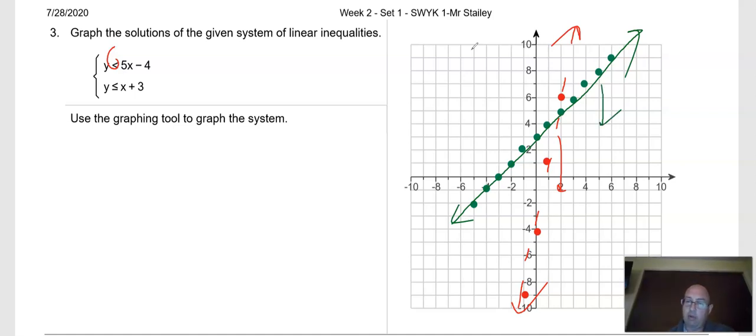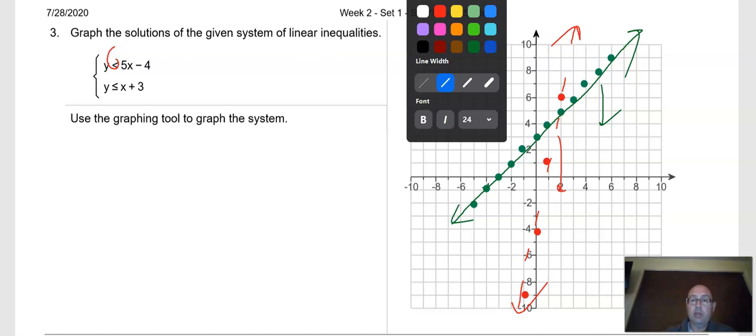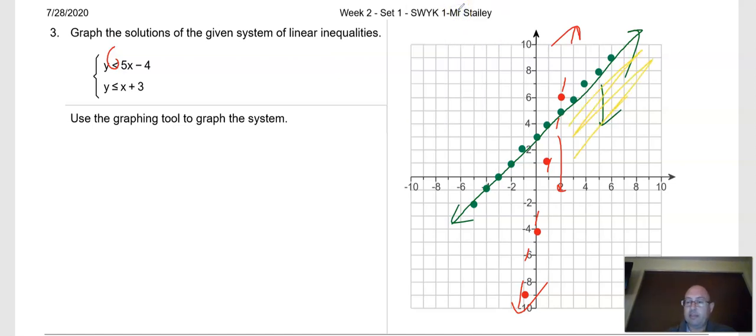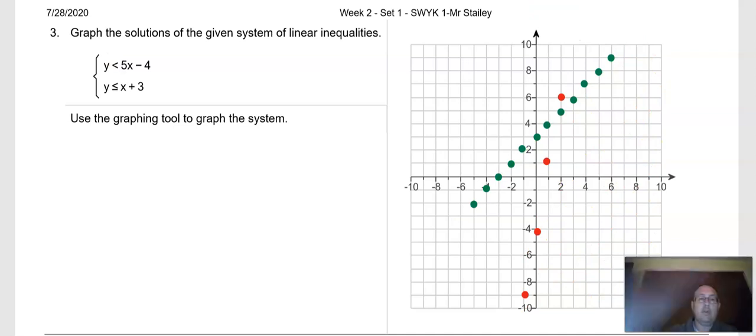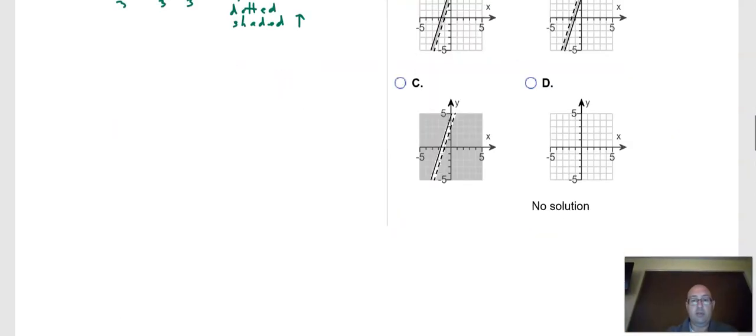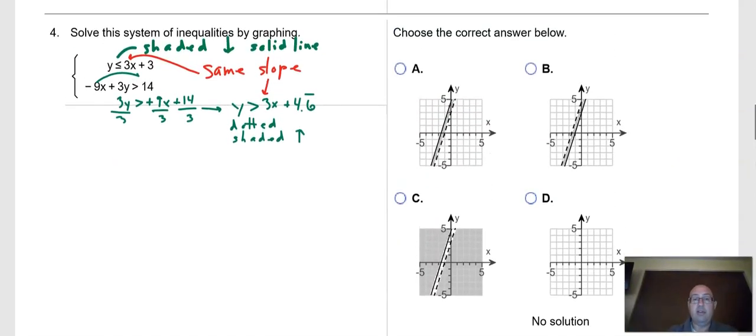So below the red and below the green. So that would be this, oops, yep. Okay, as long as I don't cross my red boundary line, we're good. Okay, that would be that section out there. So let's clear that off. And let's see, got one more in this particular set.